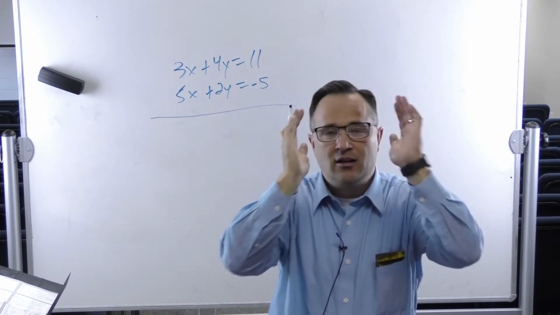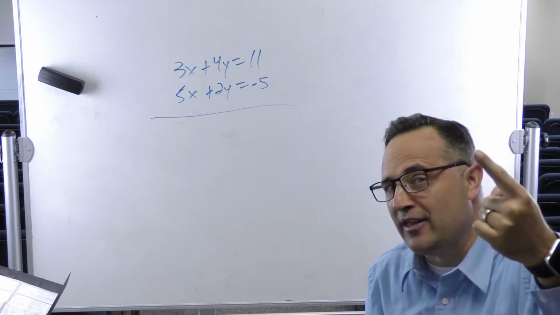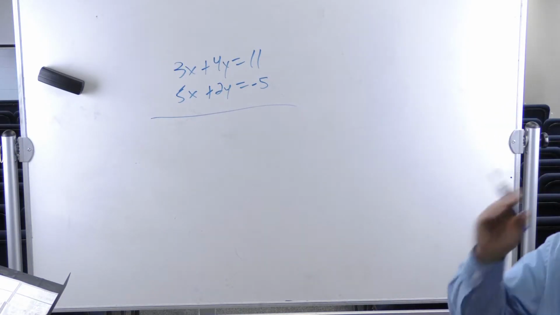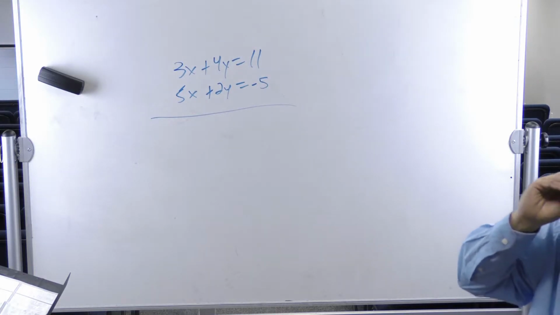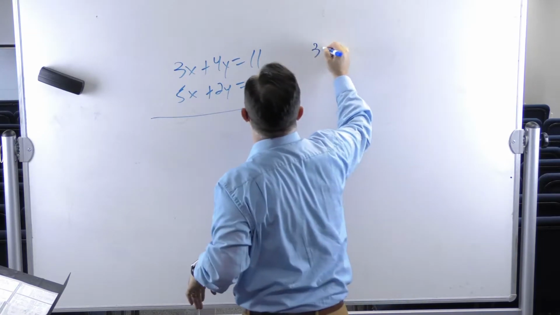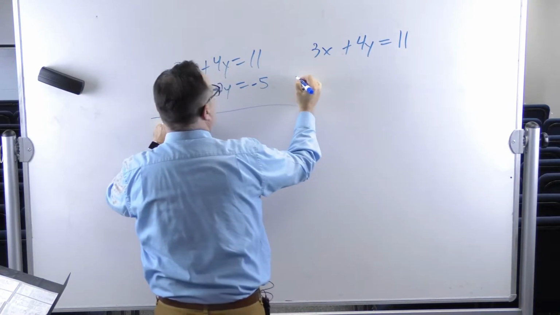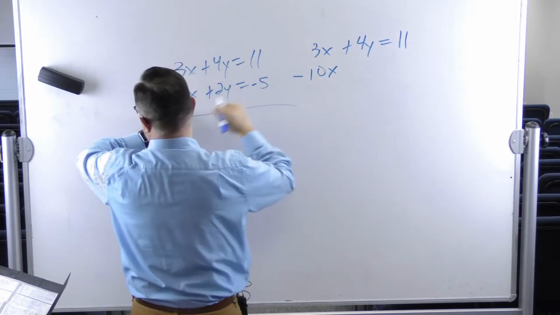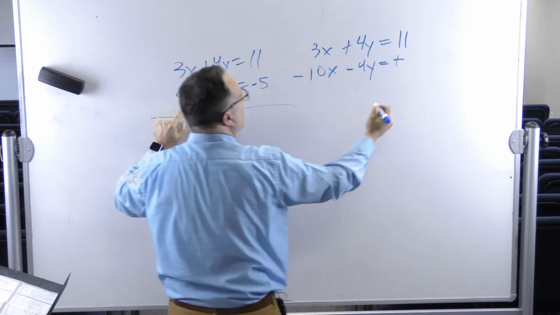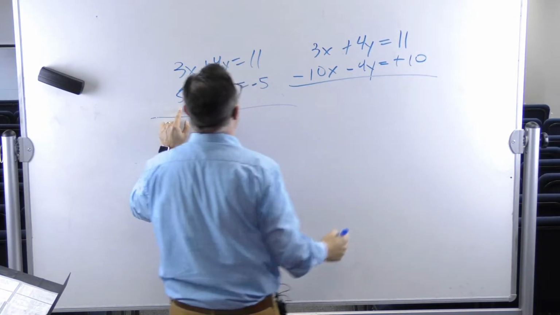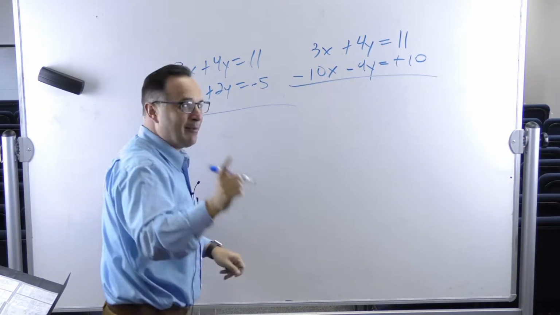So I'm choosing to multiply the entire bottom by -2 so I can cross out the y's so I just have the x's, and once I have one value I can solve for both values because you can't solve for 2 values unless you can eliminate one of them. So when I do that, let me write it here also, 3x plus 4y equals 11. I'm going to multiply this by -2, so that's -10x minus 4y equals a plus 10, right? Because the reason it's plus is because I multiplied a -5 by a -2. I'm not going to make that mistake again.